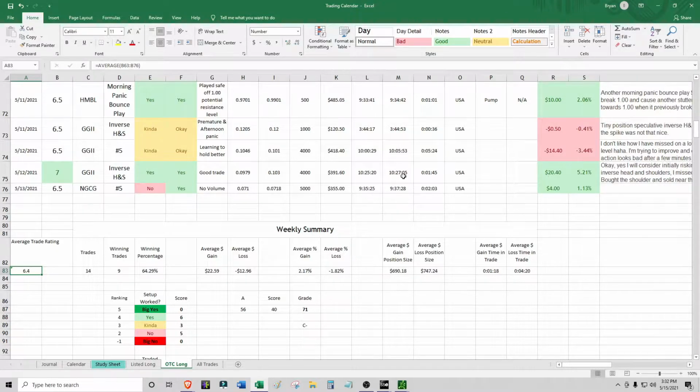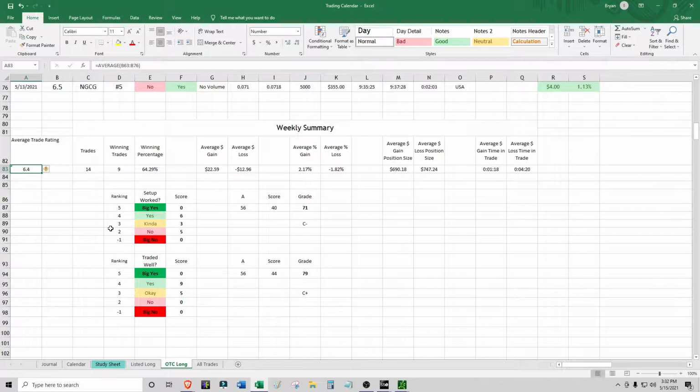So it's just going to go over the week. I organized it and cleaned it up a little from last week's weekly summary. Again, summary here, 6.4. I had 14 trades in 2 weeks, so basically a trade every day. How many winning trades? 9. I had a 64% winning percentage. Average dollar gain was 22 bucks.